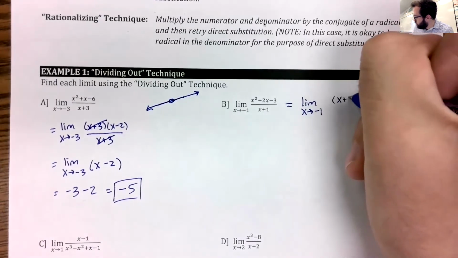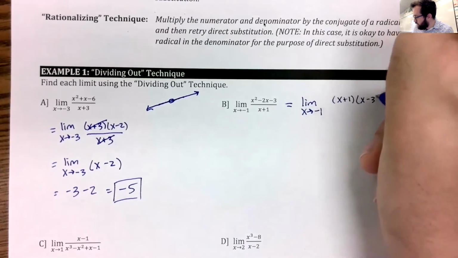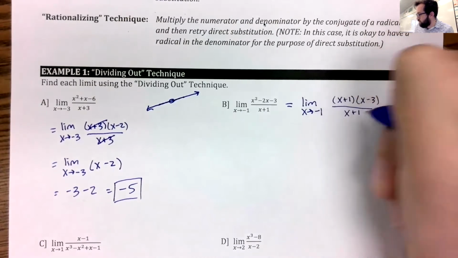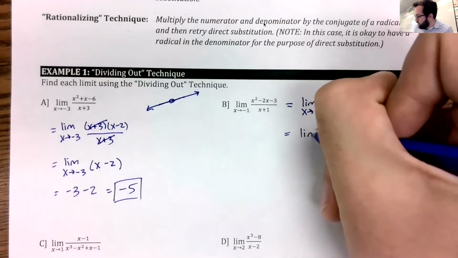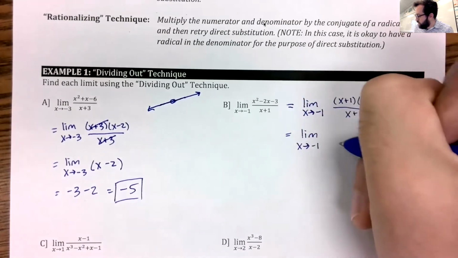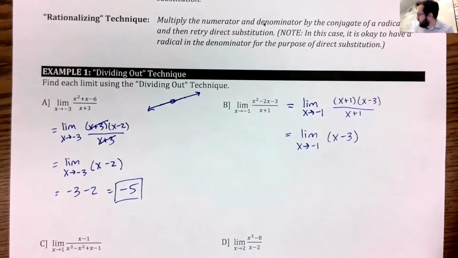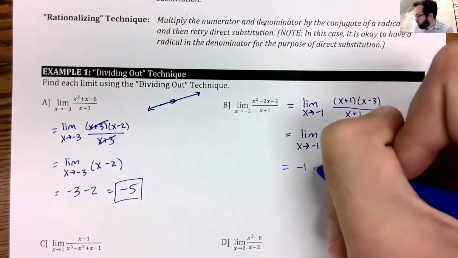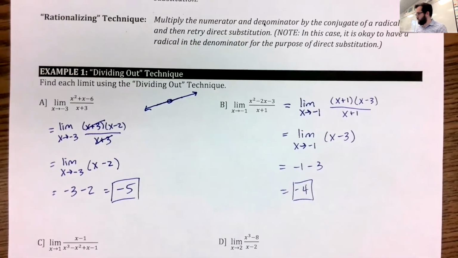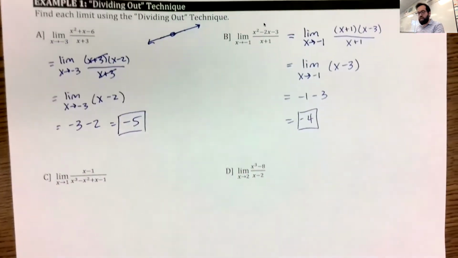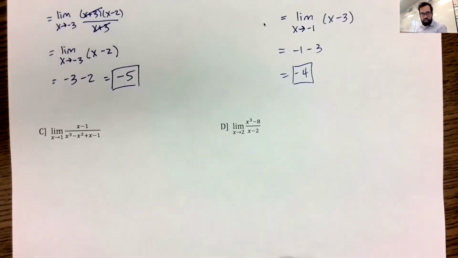I end up with x plus 1, x minus 3 on top, and x plus 1 on the bottom. And the x plus 1's cancel and just leave me with the limit as x approaches -1 of x minus 3. And now we can use direct substitution, -1 minus 3, so we get -4. All right, two more. The next two have interesting factoring techniques.